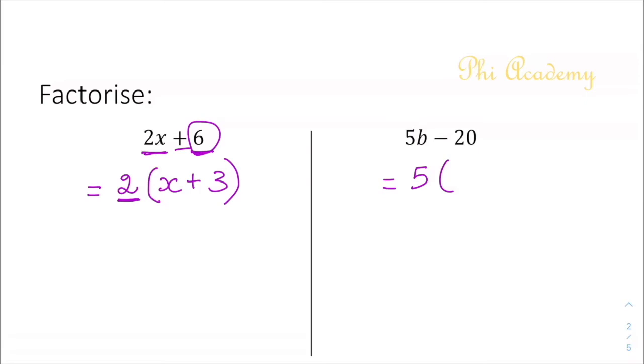So what times 5 will give me 5b? It is b. And then what times 5 will give me 20? It is going to be 4. But what times plus 5 will give me a minus 20? It's going to be a minus 4. And then let's close the bracket.